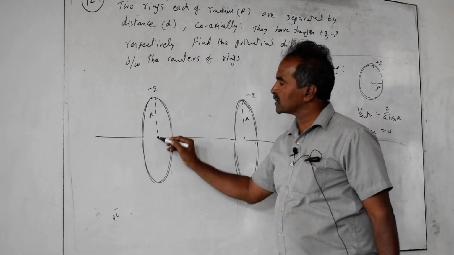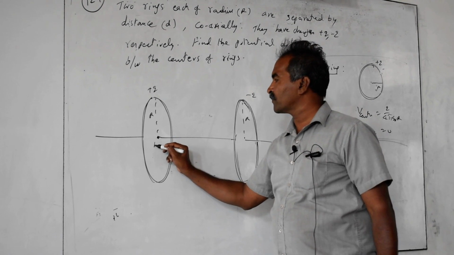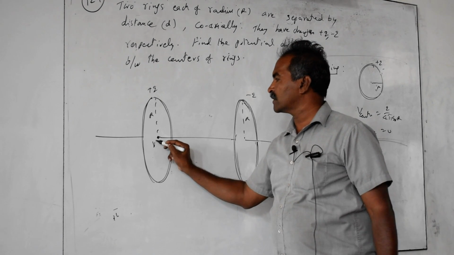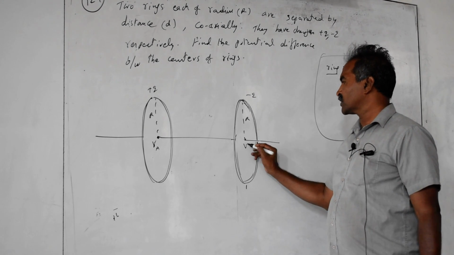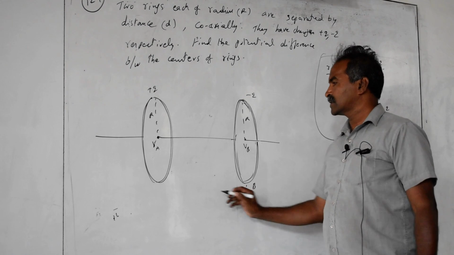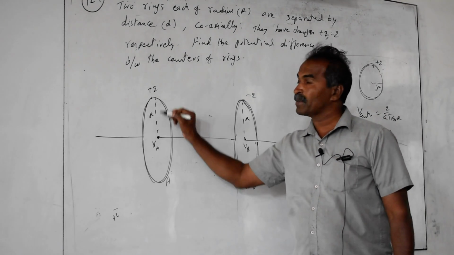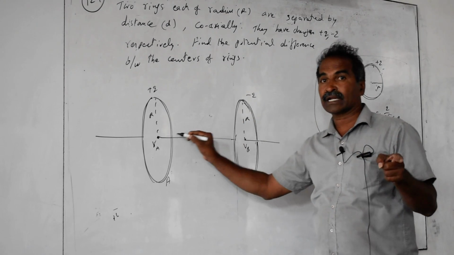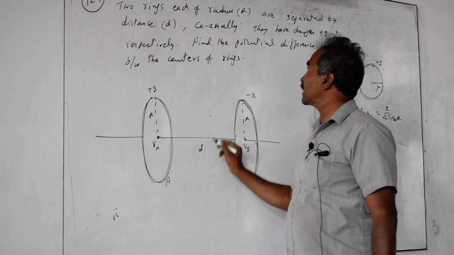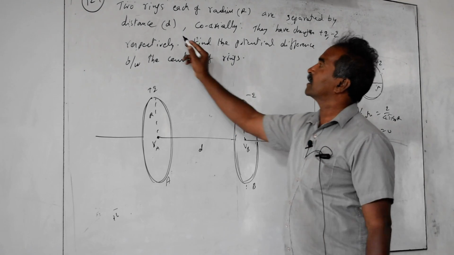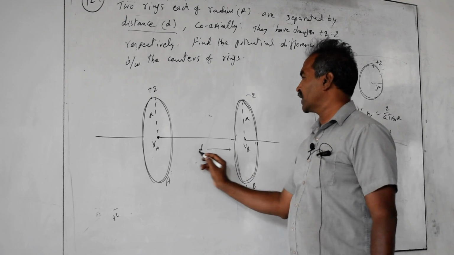For this potential, I will take the center of one ring as A, with potential VA, and the center of the other ring as B, with potential VB. But the potential here is not only because of its own ring; the other ring has an effect too, and you have to check how much. I take the distance between the centers as D. Center to center, the distance is D.